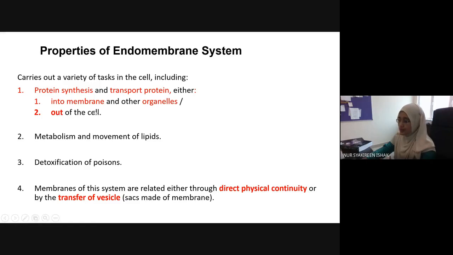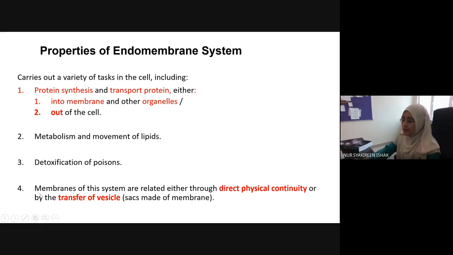So the protein that was produced by the rough ER can be secreted out from the cell to function out of the cell. Macam contoh tadi lah, insulin kan, insulin functions out of the cell. Digestive enzyme functions out of the cell of the pancreas. And then the next function of the endomembrane system, it is involved in metabolism and movement of lipids. This is basically the function of smooth ER. Smooth ER is involved in the synthesis of lipids, and then the detoxification of poisons.